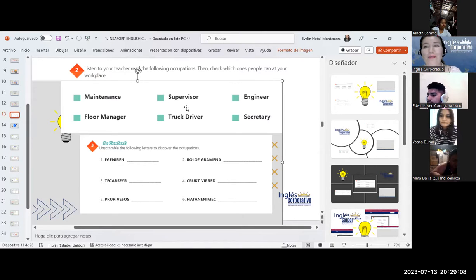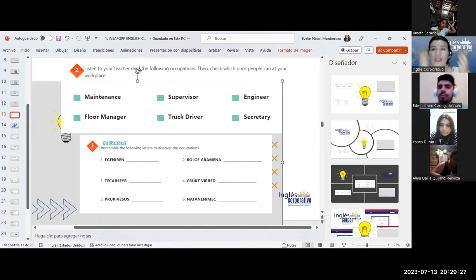Maintenance. The floor manager. The floor manager is the person that is in charge of supervising an area, right? That is the floor manager. You also have the supervisor. The floor manager supervises everything, right? El floor manager ve todas las áreas. El supervisor tiene áreas específicas, okay? The truck driver, okay?